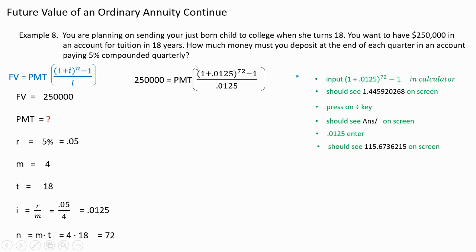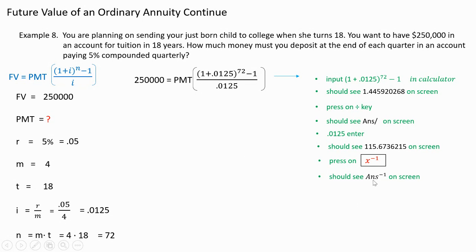115.67362215. So all this here on the bracket, that's the answer after you simplify or evaluate it. Then you're going to press the inverse key, because you want to multiply the reciprocal of what we got on the right times what's on the left. So that's why we press the inverse key.